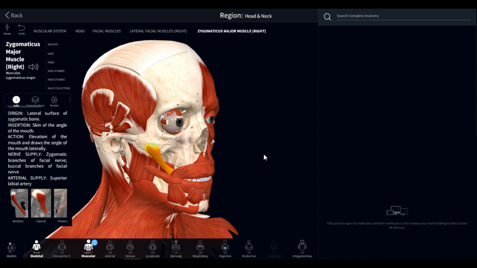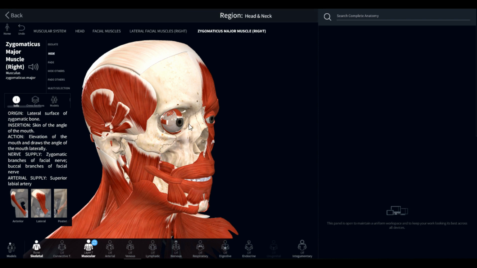Towards the lateral side of it, we have the zygomaticus major muscle. How I differentiate these muscles is that zygomaticus minor is more medial and zygomaticus major is more lateral. The zygomaticus major muscle has the same nerve and artery supply. So it's supplied by the zygomatic branch of the facial nerve, and the arterial supply is by the superior labial artery.